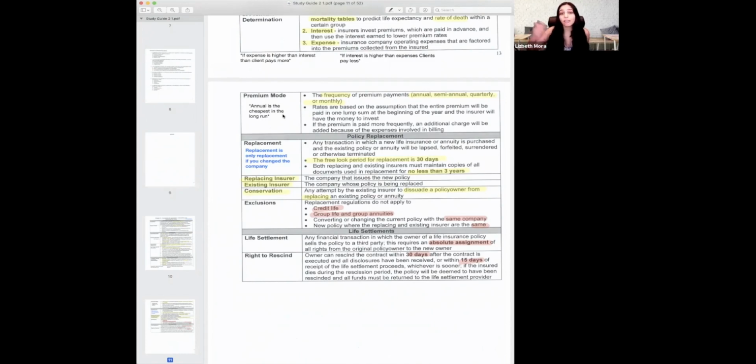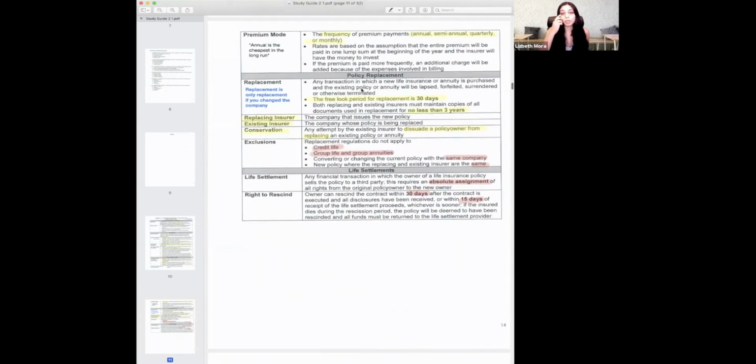If I have to bill you twice a year or every month, the company is going to charge a little fee because they're saying we have to send you a bill. It's going to be consistent. But the person that pays annually is not going to be charged that billing fee. They're only going to be charged that one time regular fee.